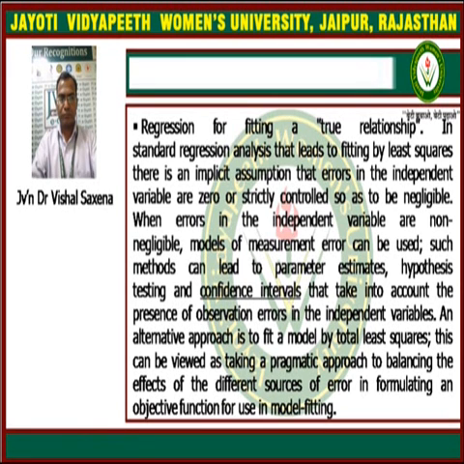An alternative approach is to fit a model by total least squares. This can be viewed as taking a pragmatic approach to balancing the effects of the different sources of error in formulating an objective function for use in model fitting. So in this we have seen the limitations of the least square method, but it is still a very important part of mathematics and statistics, and its main application is in fitting the best curve for the given data set.